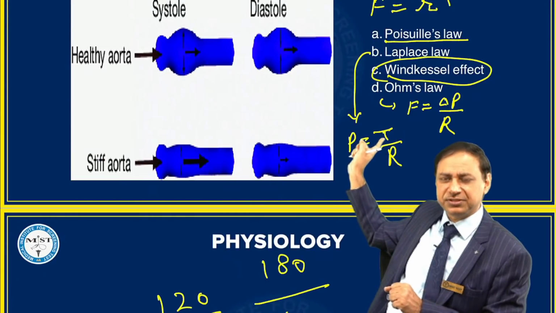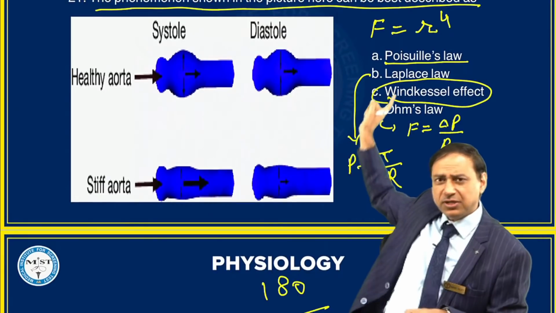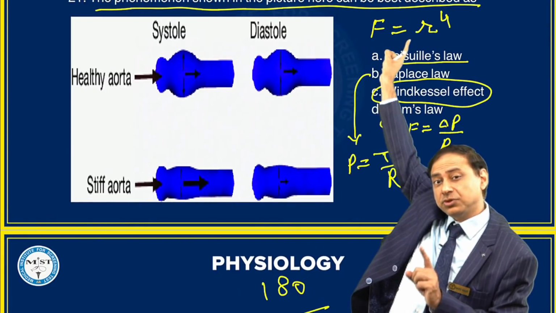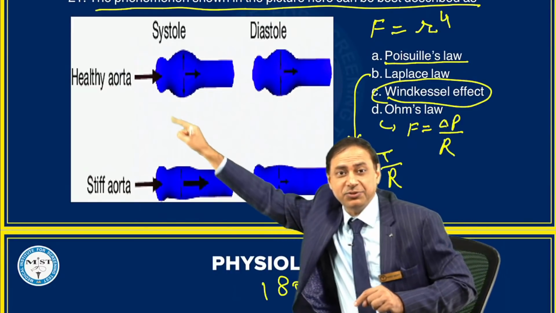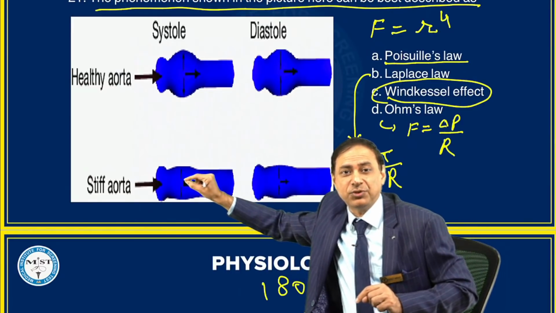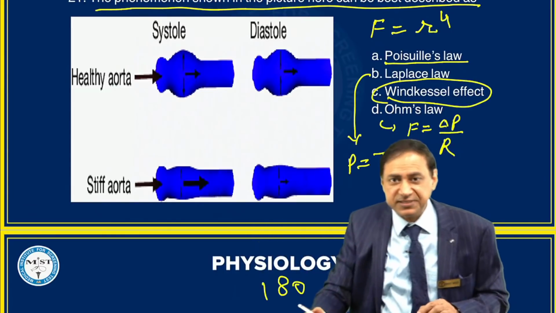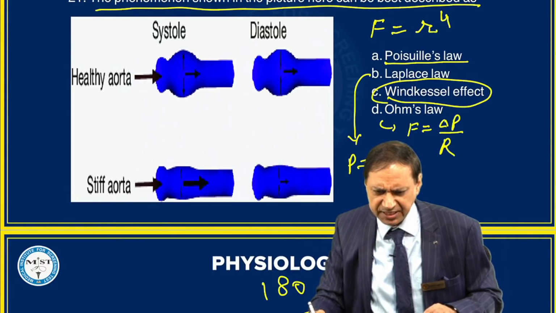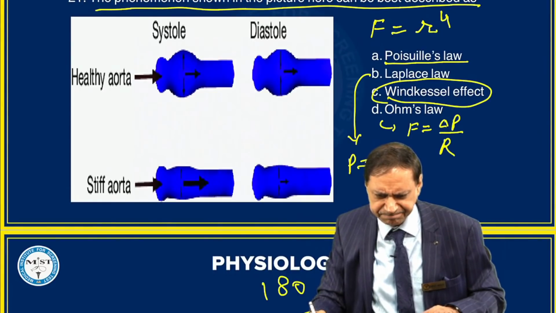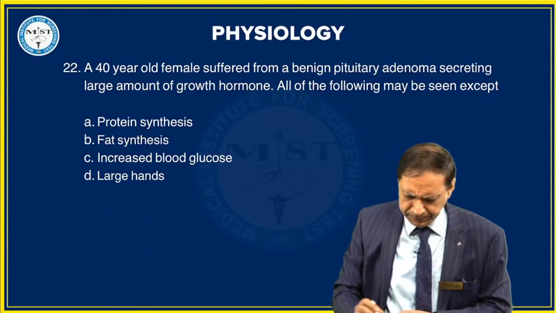P is equal to T by R, tension radius. This is Laplace. Poiseuille's law says that flow is proportional to radius raised to the power 4. And the thing which is depicted here, healthy aorta, stiff aorta. In stiff aorta, no dilatation. This is Windkessel effect. C is the answer here, Windkessel effect. See the next question.